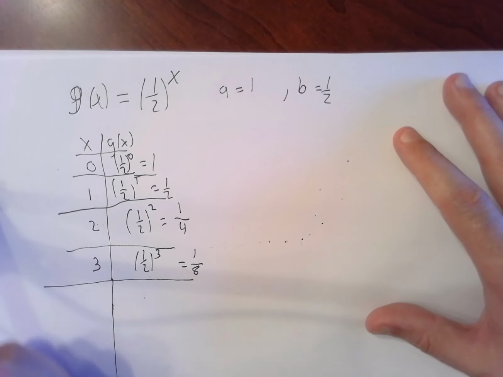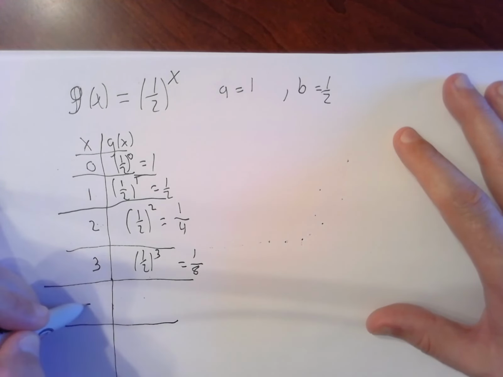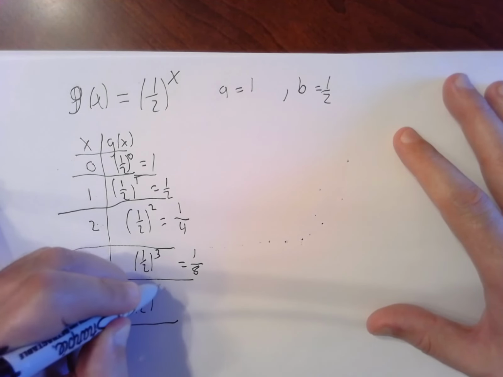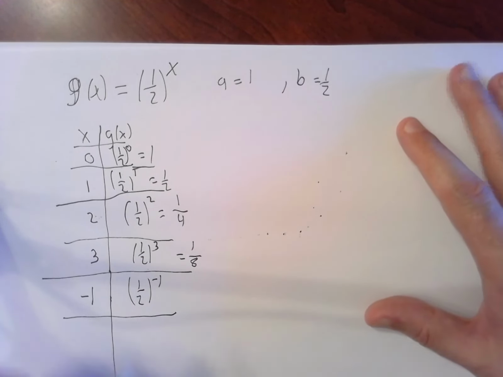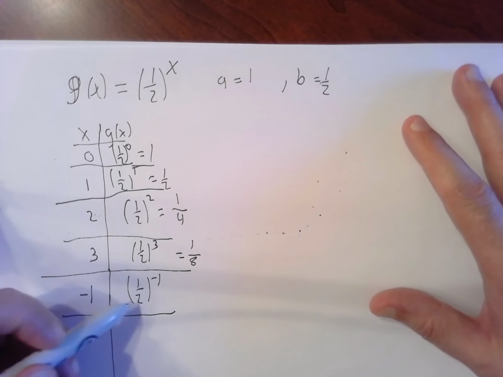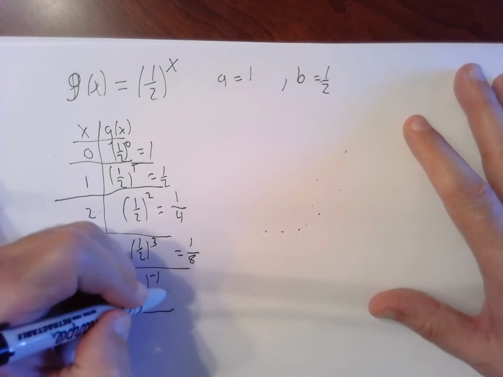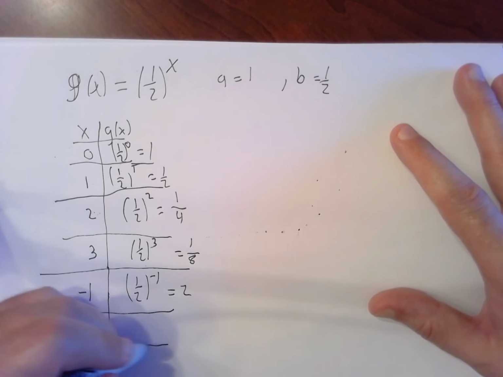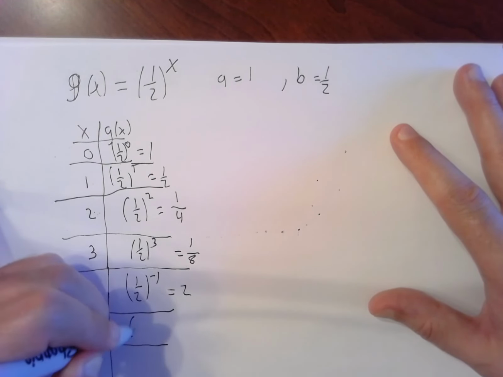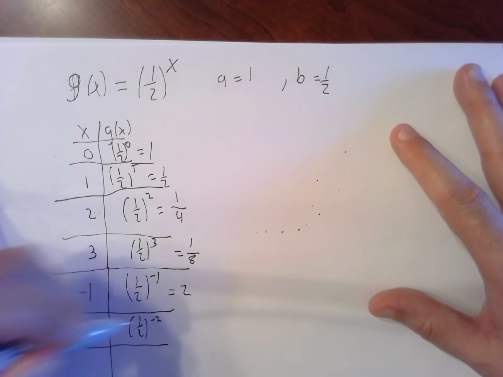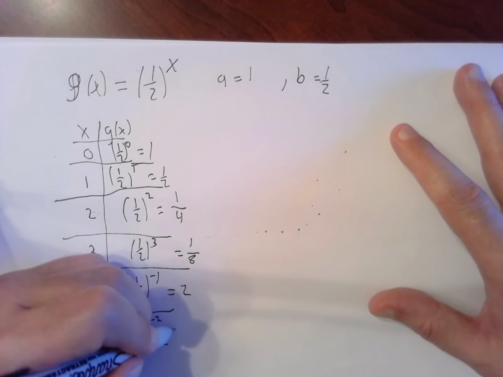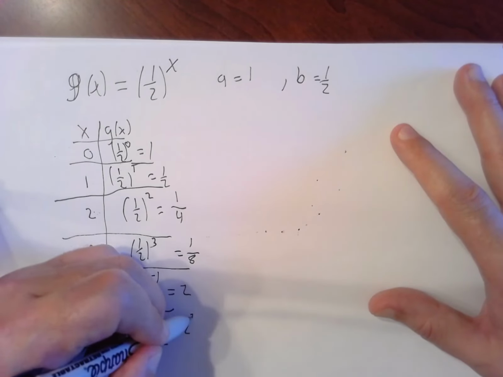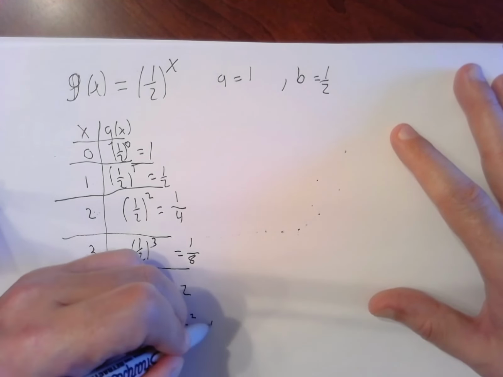What about if I plug in some negatives? Negative 1. 1/2 to the negative 1 power. A negative 1 exponent means take your fraction and flip it over. We just get 2. Huh. What about a negative 2? 1/2 to the negative 2 means flip that over, 2 to the positive 2, that's 4.